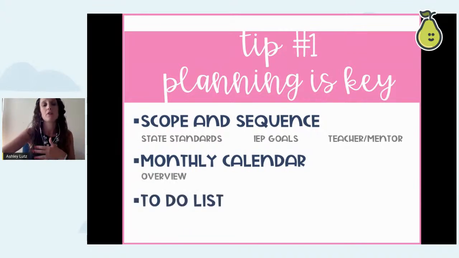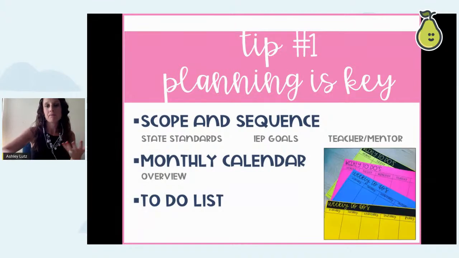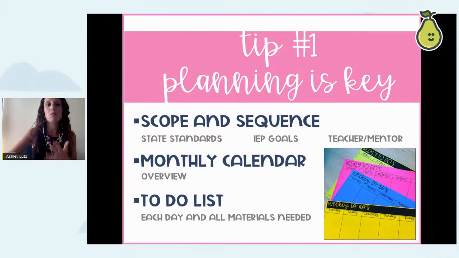So your monthly is your overview. A to-do list. This is the weekly to-do list that I use, and one of the lovely Pear Deck people is going to put a link in the chat for you so you guys can download this too. It's something that I use every single week, and I don't have a lot of fluff on there. I write exactly what I'm going to be doing, reading, science, math, all the subject areas, and exactly what I need for each day in each subject area.